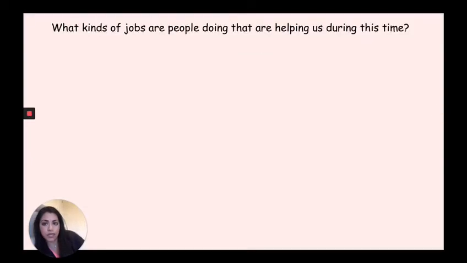What kinds of jobs are people doing that are helping us during this time? Can you think of any very important jobs that people are doing during this difficult time? Maybe you can tell your adult or you can write them down. Okay, let's have a look.